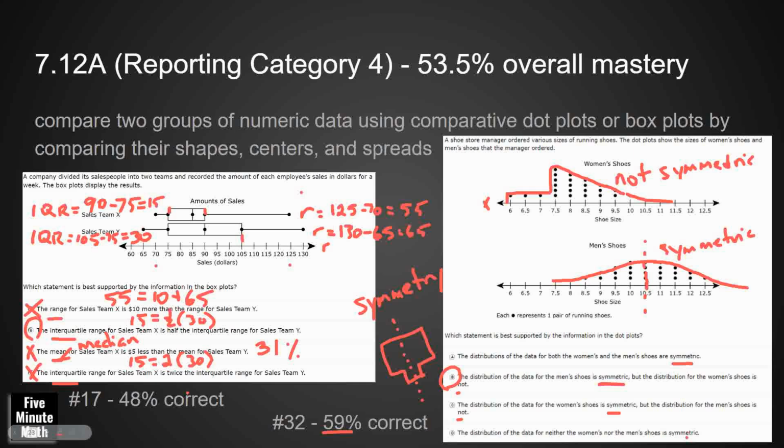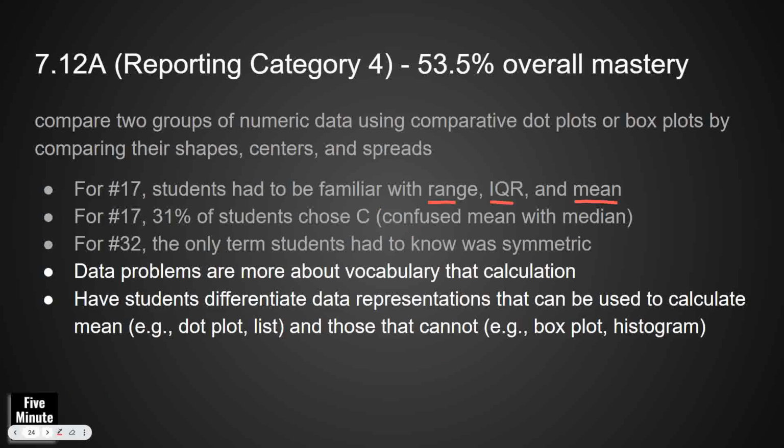Could we say the median of sales teams X? Well, here's the median right here, and guess what? It is $5 less. So the calculation is correct. That simply is the median rather than the mean. So that is a very good distractor for our students. They got 31% of them off track. And really, the only term that students had to know for number 32 was symmetric.